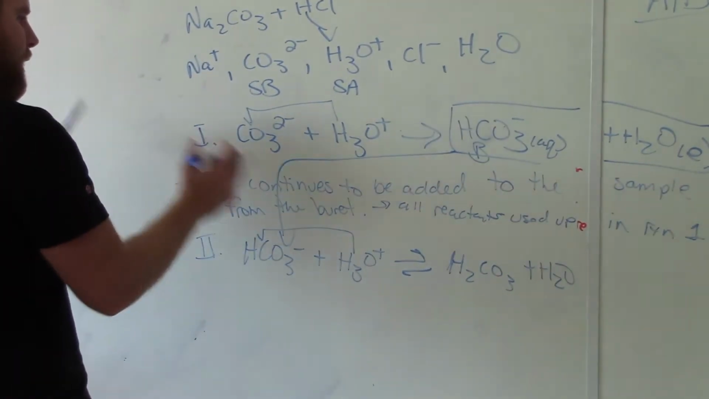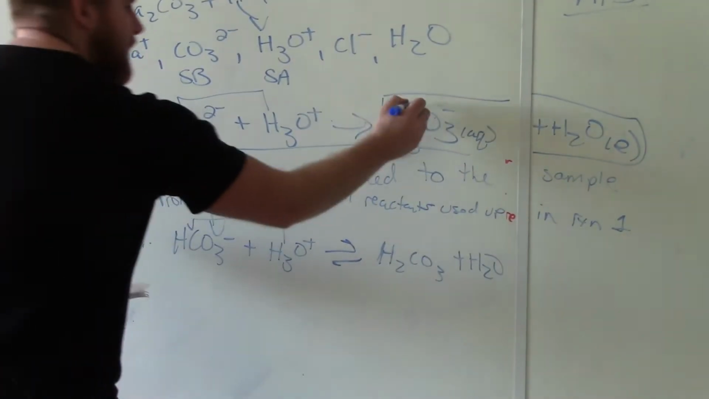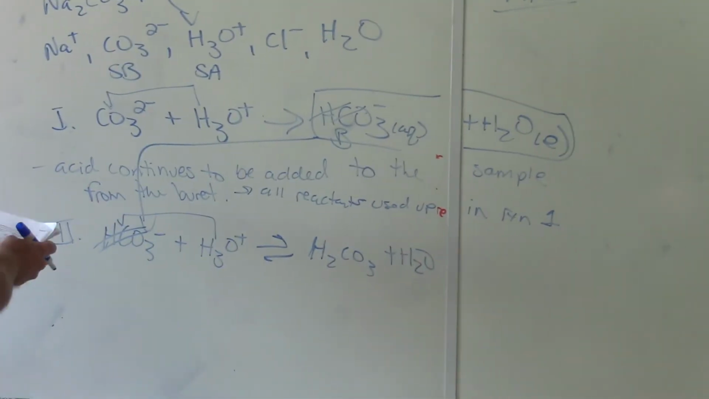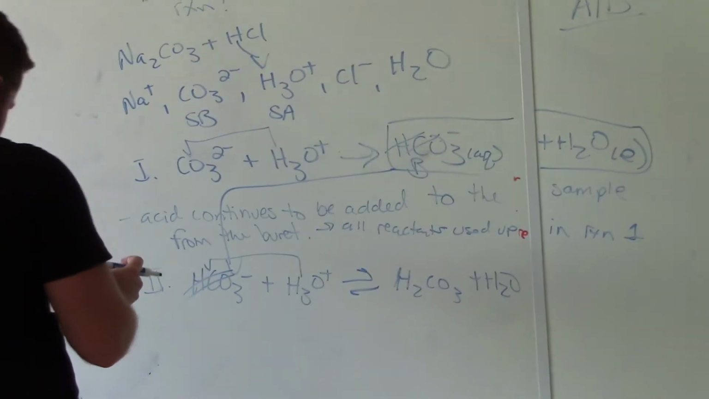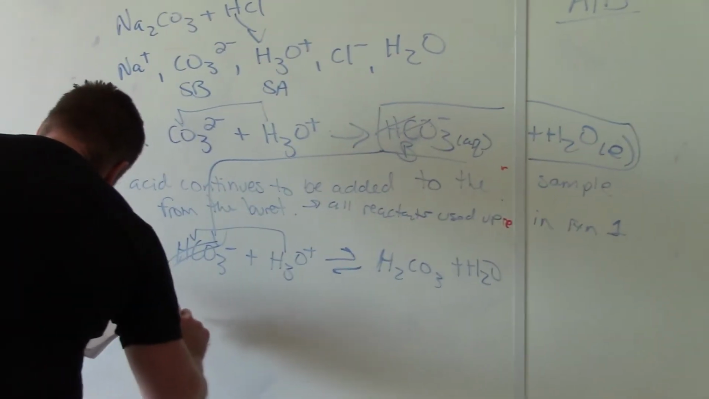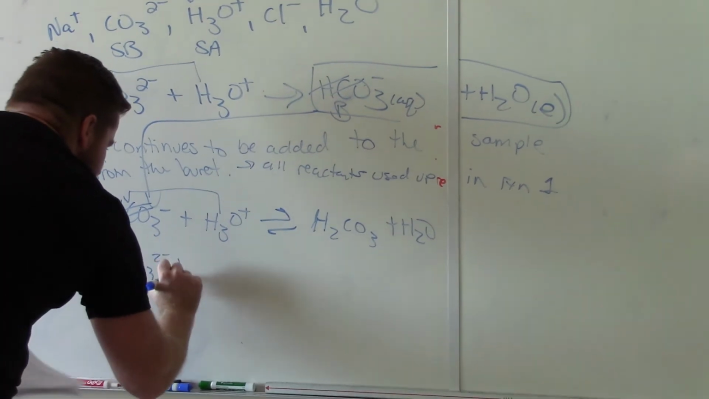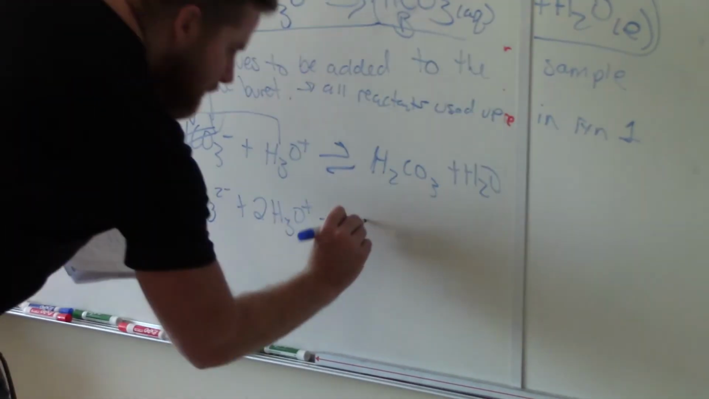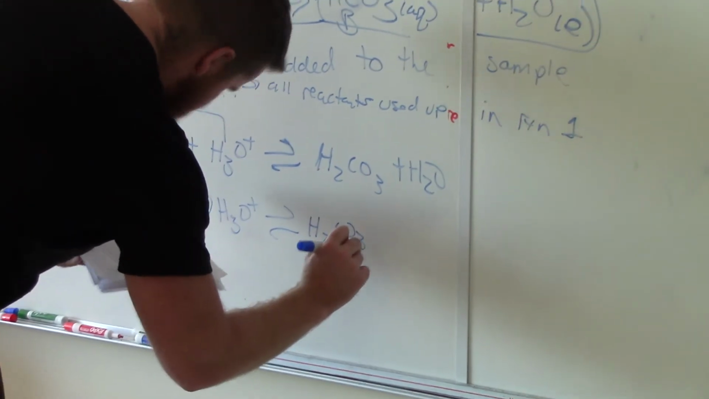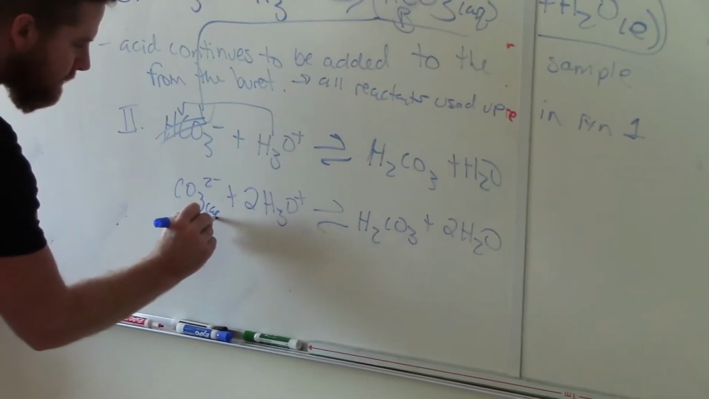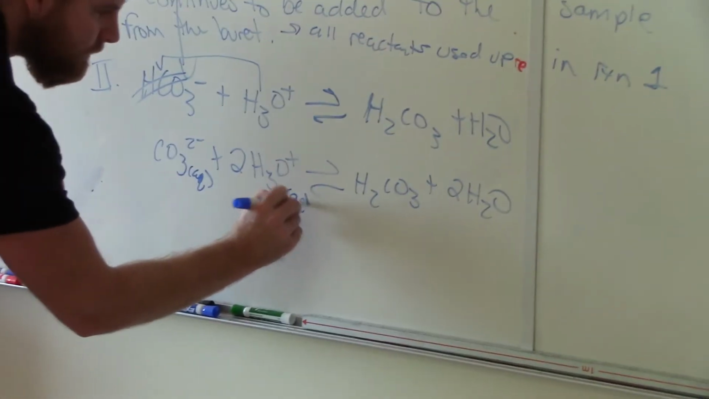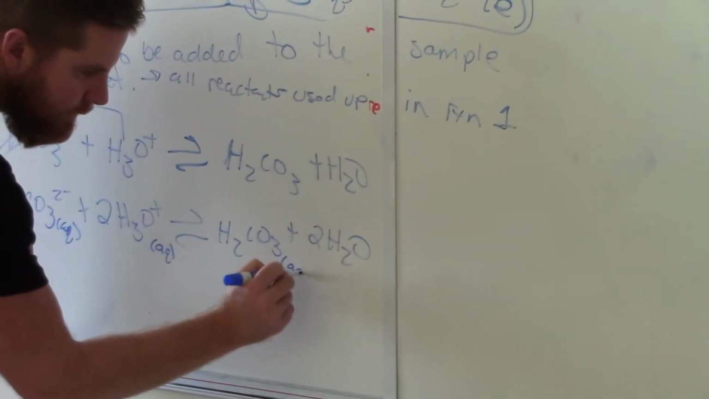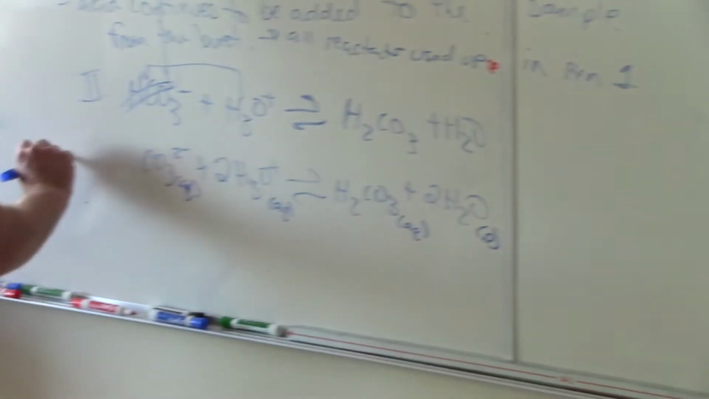So when I put all this together, I'm going to cancel that out. Okay, and I'm going to get CO3 negative plus 2H3O plus. So this is my net reaction: H2CO3 plus 2H2O. All right, and that's aqueous, and that's aqueous and liquid. All right, so that's my net ionic equation.